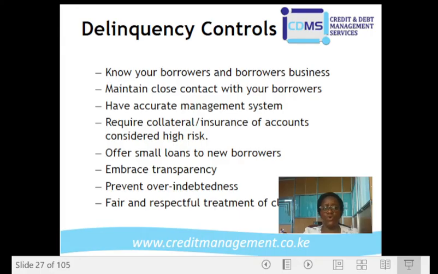Then the other one is know your borrowers and your borrowers' business. What business are they into? Because it is that business which you have funded that will repay. You need to know when they normally receive the payment. Even when you're designing their loans, you need to know that repayment will be possible by the 20th. Don't put repayment on the 5th. Clearly you know the kind of business your customer is into. So know your customer and your borrower's business. It is your business because you have funded them, they have your money.